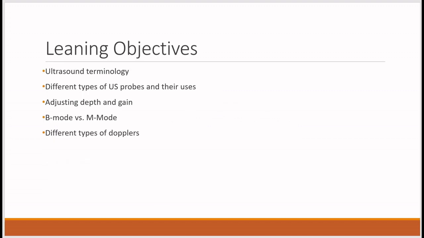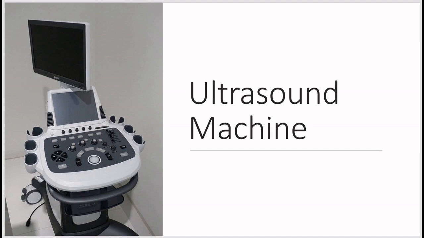Learning objectives. We'll talk about ultrasound terminology, different types of ultrasound probes and their uses, addressing depth and gain, B mode versus M mode on the ultrasound, and different types of Dopplers. This is a picture of an ultrasound machine.